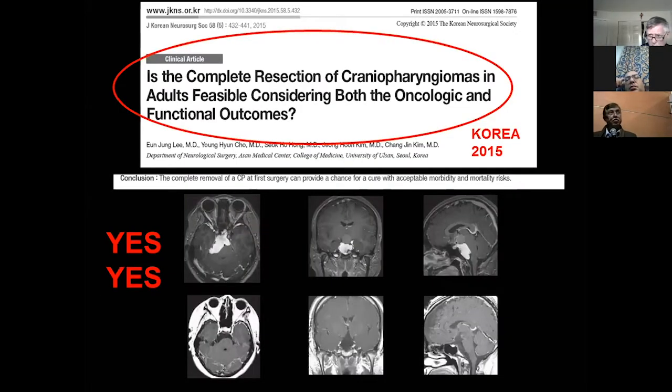Question from Korea, 2015. Is complete resection feasible? The answer is yes, yes. You can achieve total radical excision. You just need to know anatomy, pathology, physiology. Go and train yourself. Those people who do not want to learn, those people who finish the board and they just go for service, they would never do a good case of craniopharyngiomas. And their mentors also.